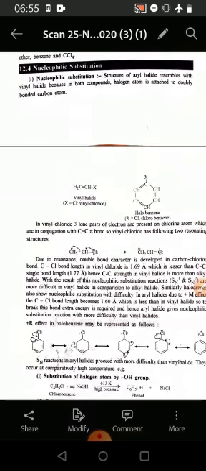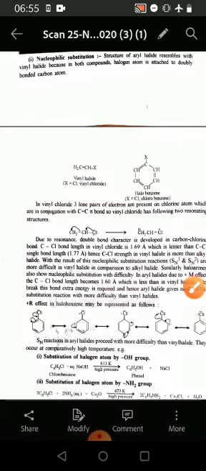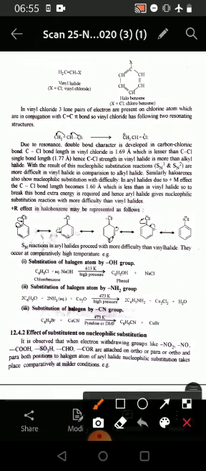Now we come to nucleophilic substitution and the structure of the halide. If we see the structure of aryl halides, it resembles vinyl halides because in both compounds the halogen atom is attached to a doubly bonded carbon atom. In vinyl chloride, lone pairs of electrons are present on the chlorine atom, which are in conjugation with the C=C double bond. So vinyl chloride has the following two resonating structures.